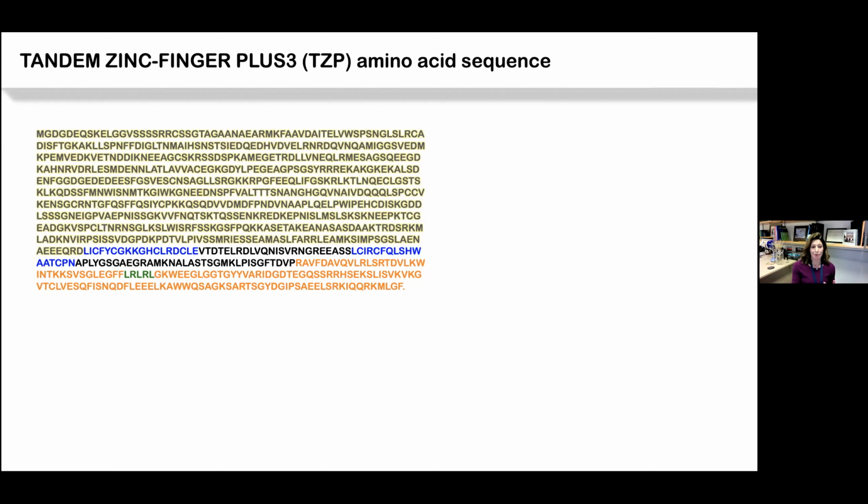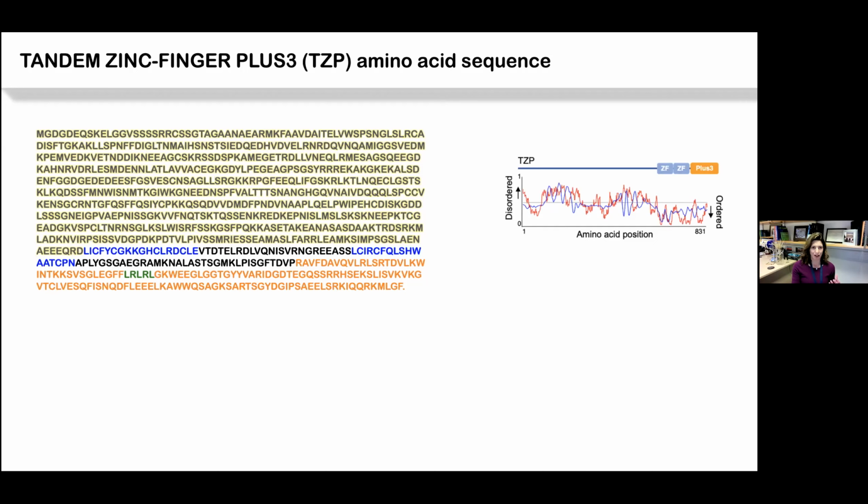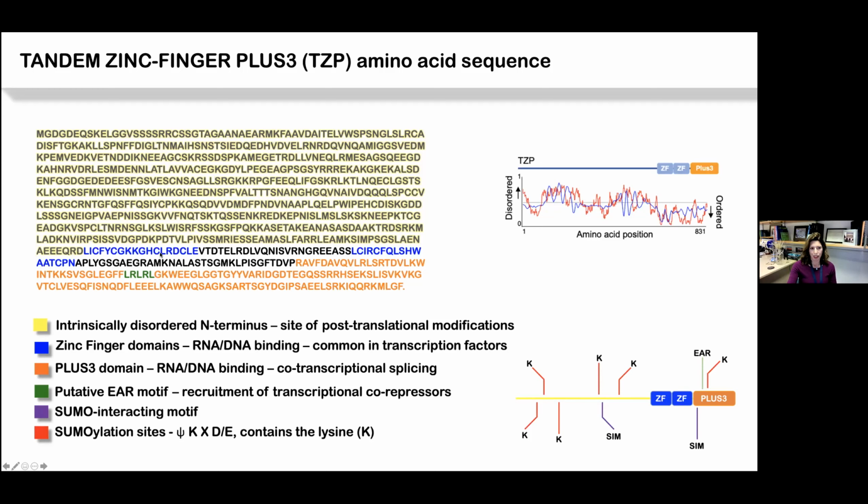This protein got its name based on its domain composition. So it has 2 zinc fingers and a plus 3 domain. And you can see in yellow, there is an extensive, what we call N-terminus, that is highly enriched in intrinsically disordered regions. And towards the C-terminus, there is, in blue, you can see the 2 zinc finger domains, and then in orange is the plus 3 domain.